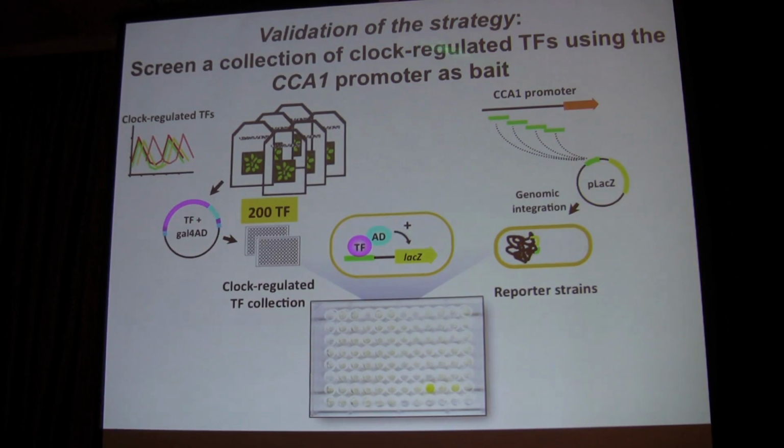So then what we did was to look at the promoter of a key clock component called CC1, as I just mentioned, and then we combined different promoter fragments of CC1. We screened individually different fragments of the CC1 promoter against the whole collection. This is a typical result where most of them are negative, but you have a few wells where the beta-galactosidase has increased. Because you know what transcription factor is present in that particular well, you immediately know the identity of the transcription factor that is interacting with the promoter fragment that you're using as bait.